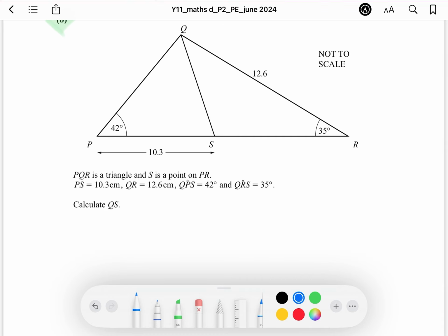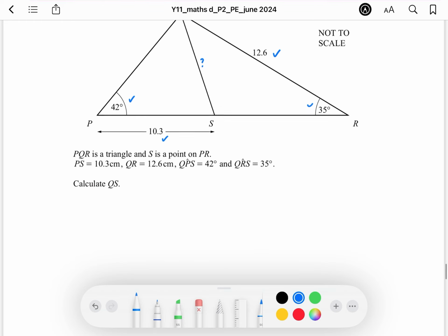PQR, next one. PQR is a triangle and S is a point on PR. Nothing says midpoint or anything, so no assumption. What is given is PS is 10.3, QR is 12.6, angle QPS is 4.2, angle QRS is 35. Calculate QS. So the question is asking for QS here.